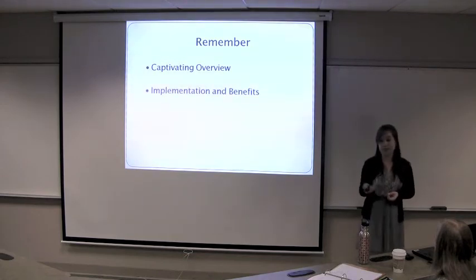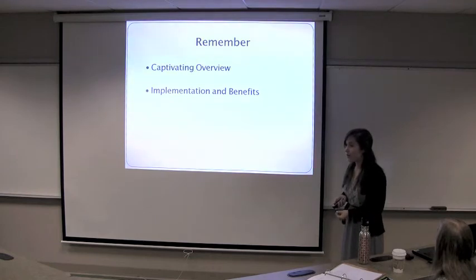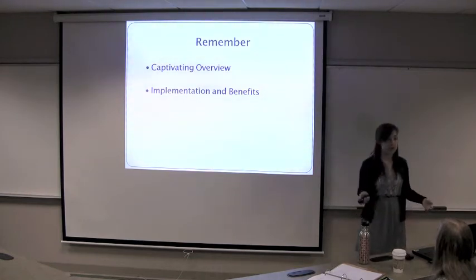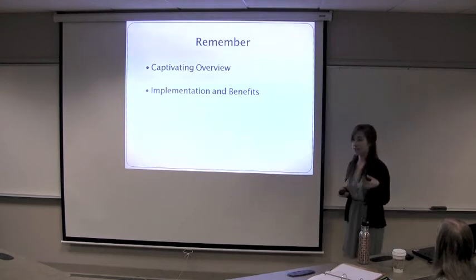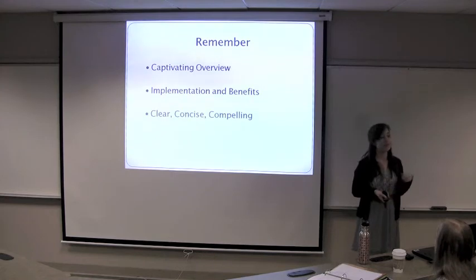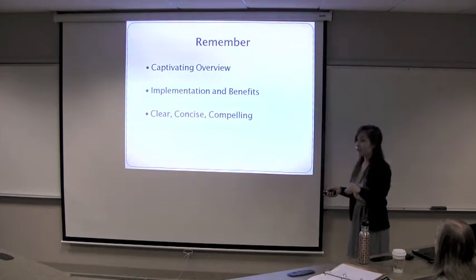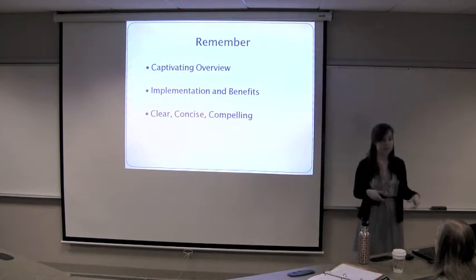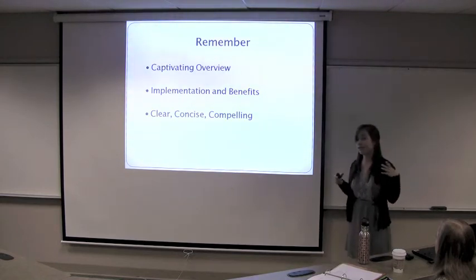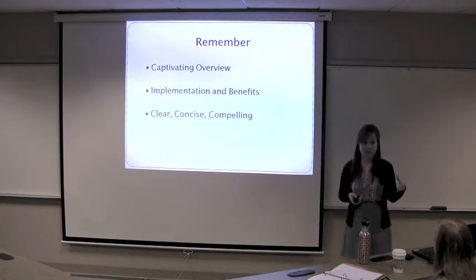And implementation and benefits: you want to clearly tell them how you plan to implement, what your plan is, and you also want to make sure you clearly address the benefits of what you're presenting. And finally, you want to be clear, concise, and compelling. You want to use clear words, not abstract, be direct, be concise, and you also want to be compelling. You want the executive or your audience to want to read more, or to want to talk about your summary, and you want them to be interested.